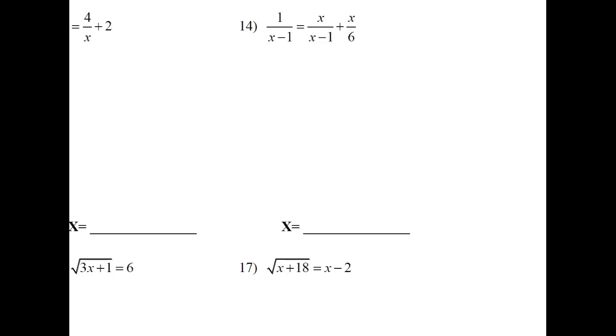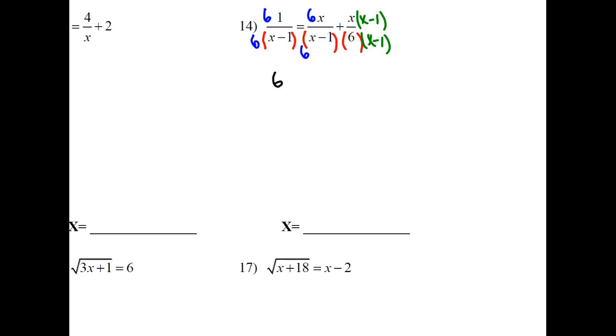Number 14, same question, different situation here. We have in our denominators x minus 1 here, x minus 1 here, and we have 6 here. So what's a common denominator between 6 and x minus 1? The product of the two, 6 times x minus 1. So this one right here needs a 6, multiplied by 6 over 6. Right here, multiply by 6 over 6. And then this last one here needs an x minus 1, so I'm going to multiply by x minus 1 over x minus 1. Okay, now let's clean all that up.